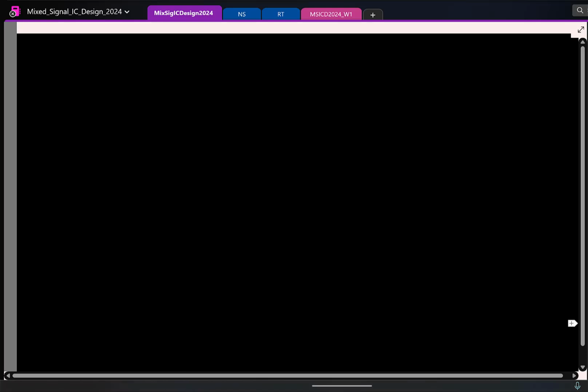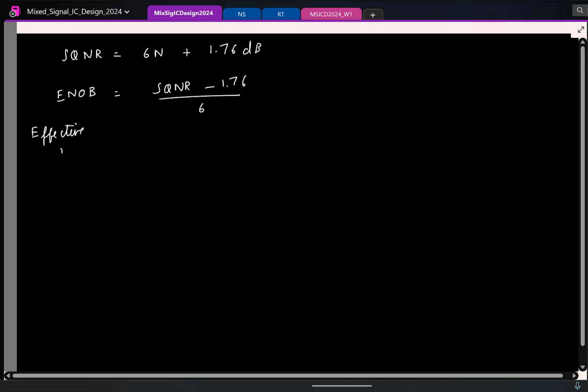So now let me rewrite this. I know that SQNR is 6n plus 1.76 dB. From this you can calculate what your resolution is. So you can say this is SQNR. This is typically called the effective resolution, or ENOB, which is the effective number of bits.